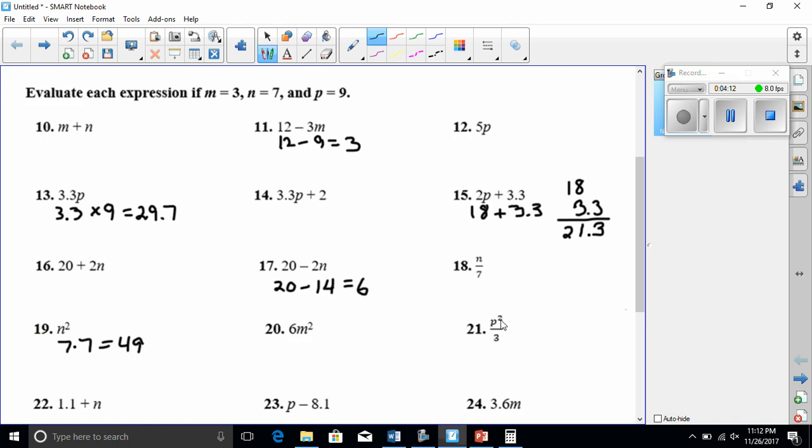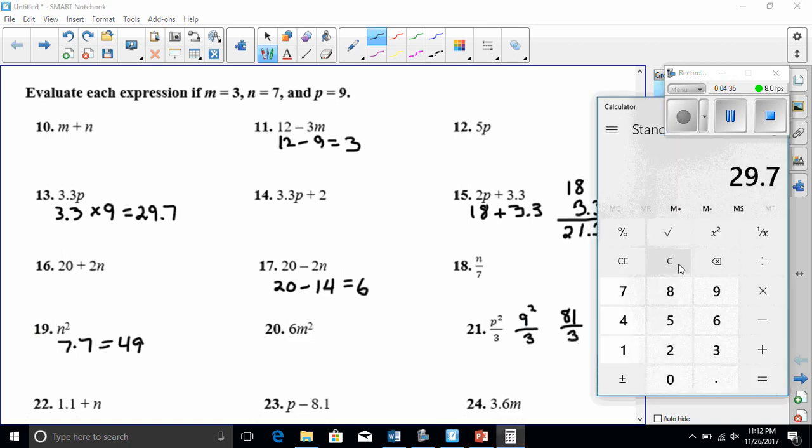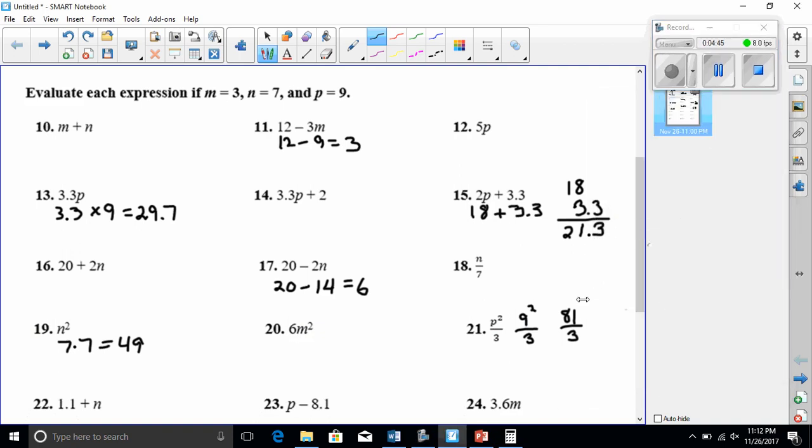Next, we got number 21. That's p to the second power. P is 9, so that would be 9 to the second power over 3. And 9 times 9 is actually going to give me 81. And 3 stays the same. Now I have to say, what is 81 divided by 3? And 81 divided by 3 is 27. So that's going to give us 27.